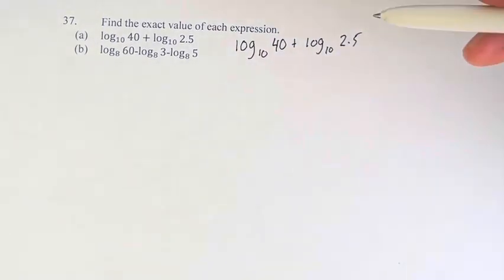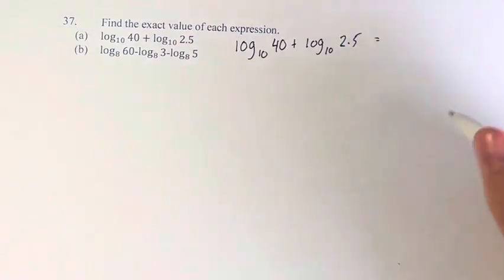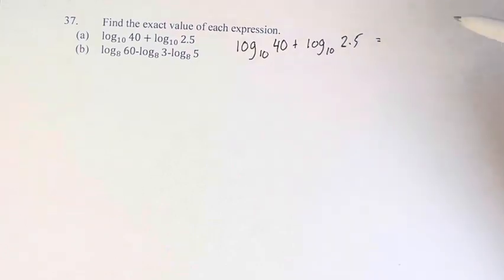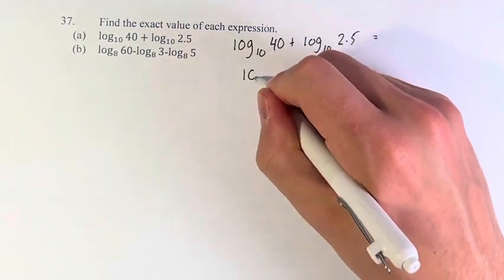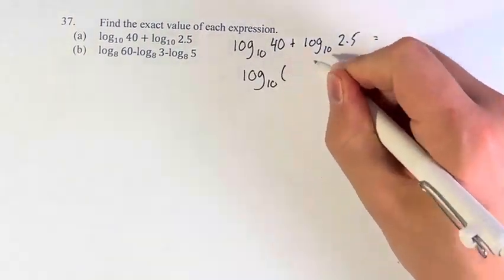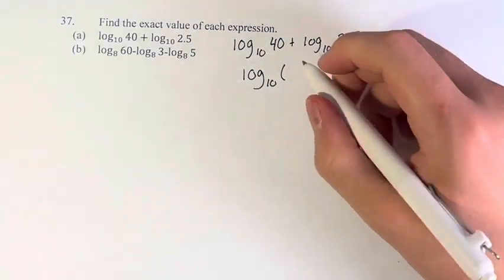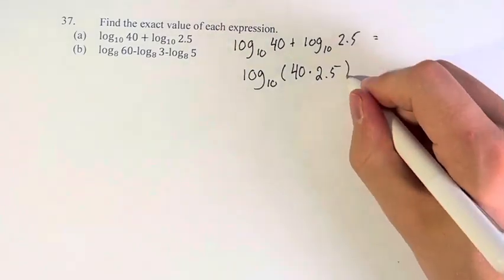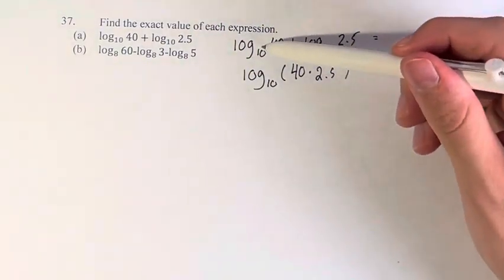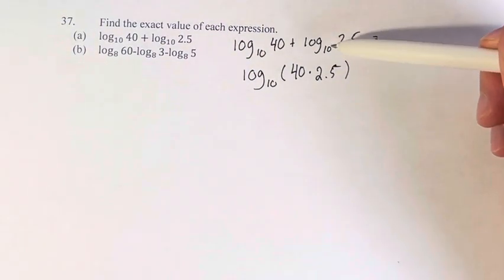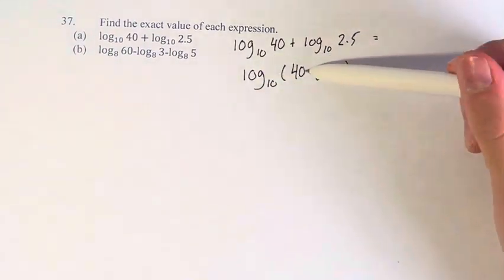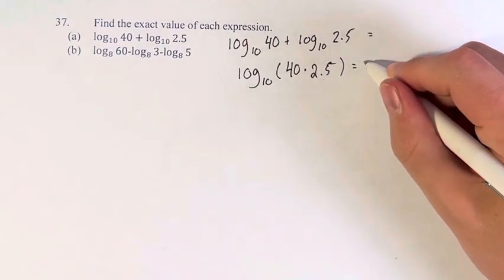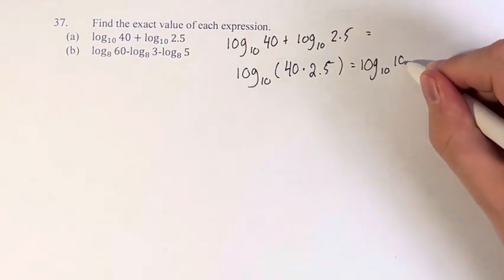However, if we use a property of logs, which states that if you're adding two logs together and they have the same base, that is equal to the singular log of the product of these two numbers. So 40 times 2.5. Adding separate logs is equal to the singular log of their product. This is equal to, 40 times 2.5 is 100, log base 10 of 100.